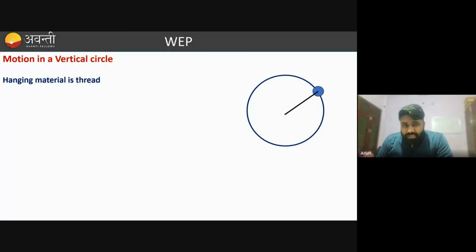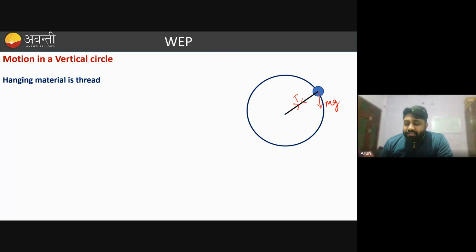So firstly, motion in a vertical circle, which means you have a bob or any particle which is tied with the help of a string, and you just reel it in the vertical circle. So we have to analyze that. Okay, firstly, what will happen in that case? The tension will be developed in the string. Okay, and there is a weight of this bob which is acting downward. Got it?